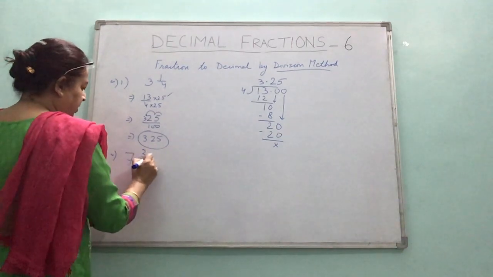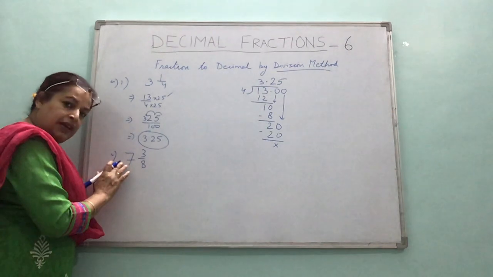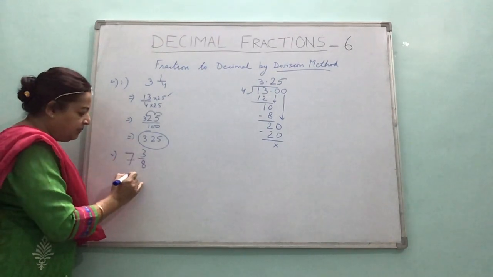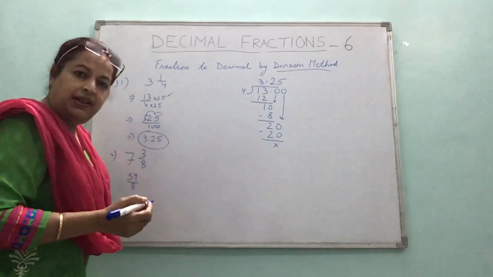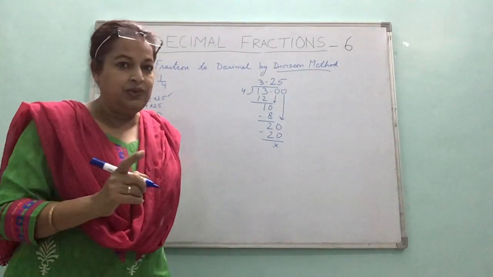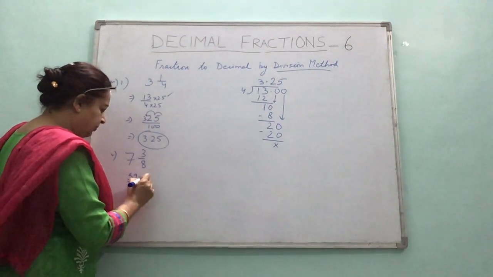I'll take one more example. 7 whole 3 by 8. Now, 8 7 times is 56. 56 plus 3 is 59 by 8. Now, 8 can be easily converted to 1000, I have told you, by multiplying by 125.